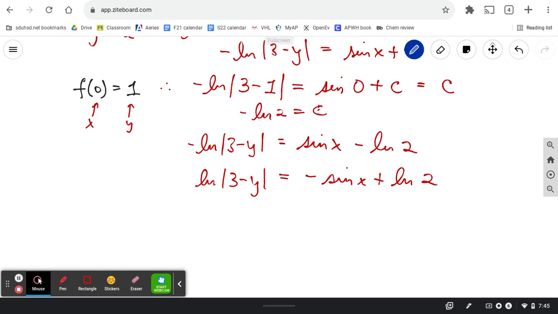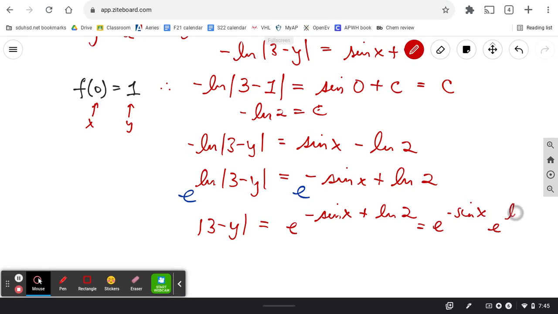So now we can raise both sides as exponents to the base of e to rid the equation of natural log. And now we'll get absolute value of 3 minus y equaling e to the negative sine of x plus ln 2. The addition of exponents equals the multiplication of the bases. This equals e to the negative sine x times e to the ln of 2. Now, this cancels, so we're just left with 2 in the front.